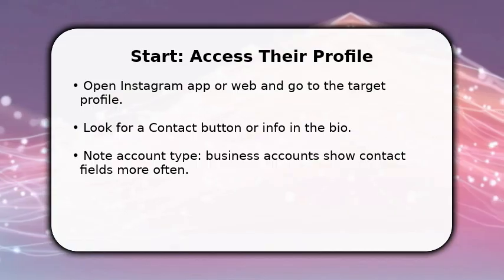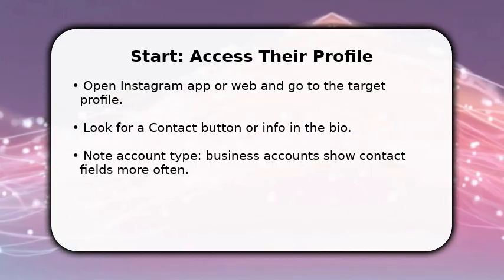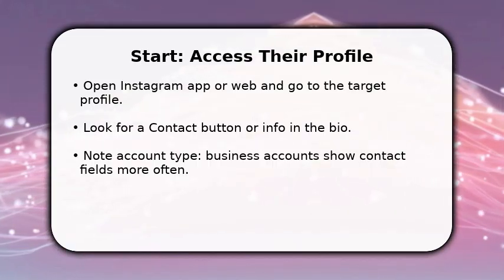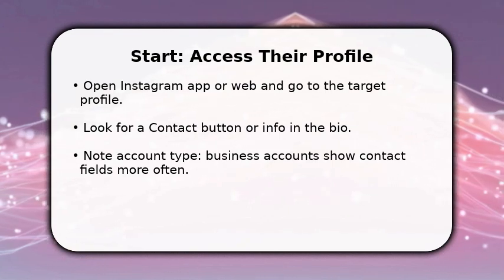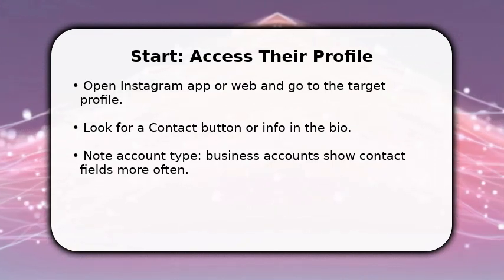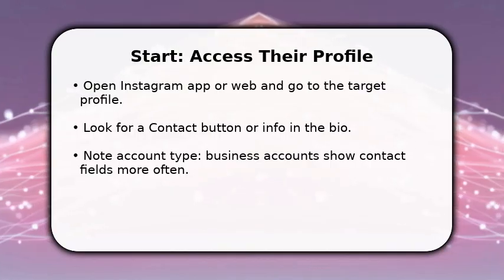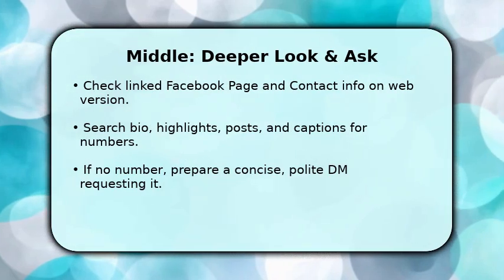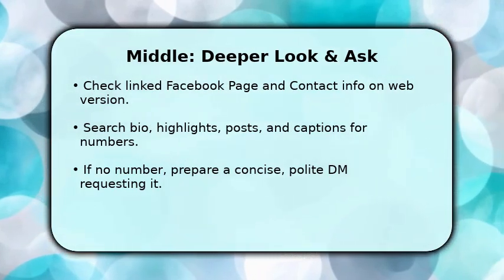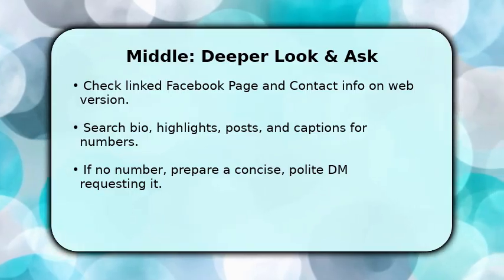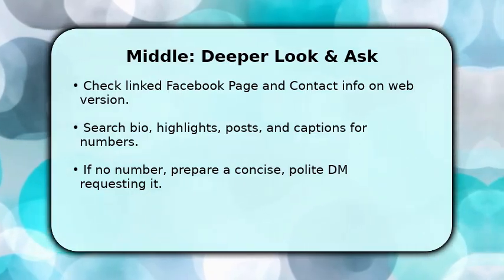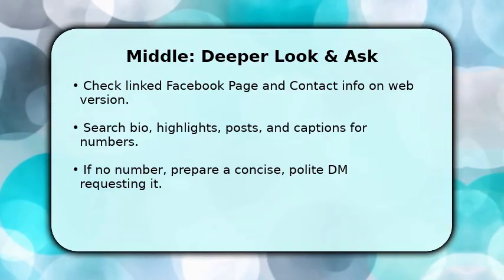Once you find any contact entry, pause before copying and confirm it looks like a phone number format. Once the profile scan yields nothing obvious, switch gears to deeper checks. Open the profile on a browser and click any linked Facebook page, because owners often list phone numbers there. Search captions, story highlights, and about sections for digits formatted as phone numbers.